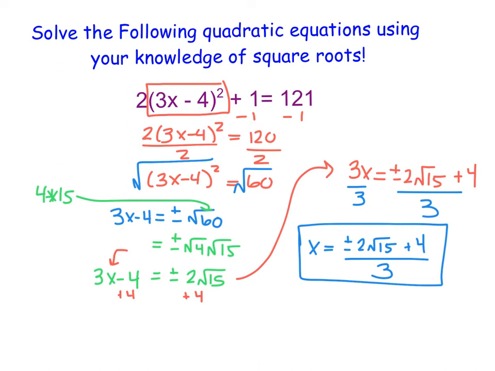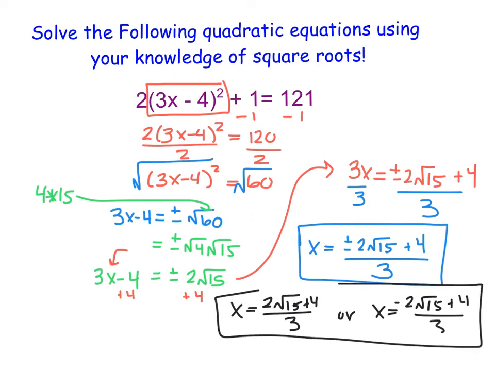If you'd like to write them as two separate answers, you would simply write x equals a positive version of 2 square roots of 15 plus 4 over 3. And then you'd have x is equal to negative 2 square roots of 15 plus 4 over 3. So you'd account for both the positive and negative version. Either one of these answers is okay.